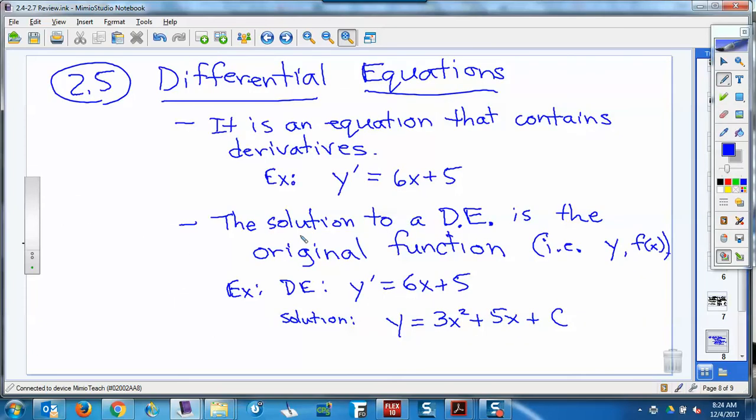Okay? And then the differential equation stuff, we said it's an equation that contains derivatives, and the solution to a differential equation is the original function. Then we added in this idea of IVP. IVP is an initial value problem. Has an initial condition. Number 10 or 11 is one of those. We'll talk about it here in a second.